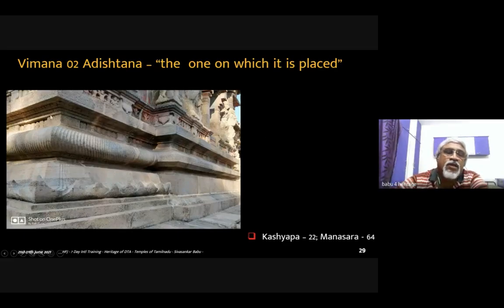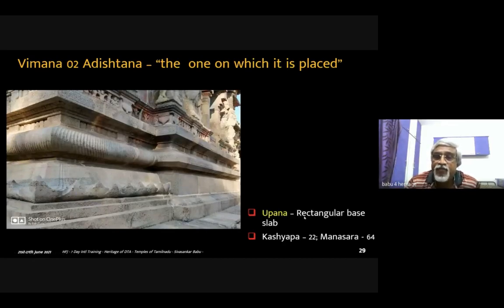Adhishtanas are also of different types. Kashyapa mentions 22 types. Manasara jumps from 22 to 64. So with various types, you will get thoroughly confused. What I suggest for beginners is to understand the components. Primarily, it is a combination of the components which makes the different types of Adhishtanas.